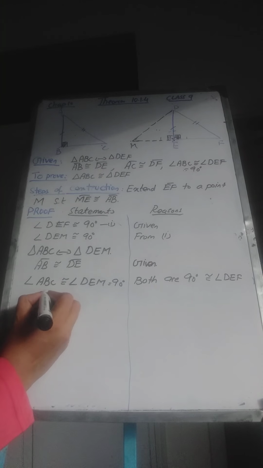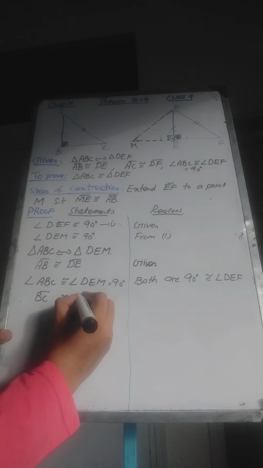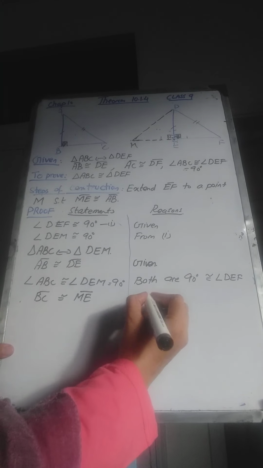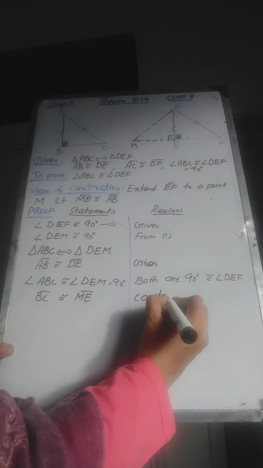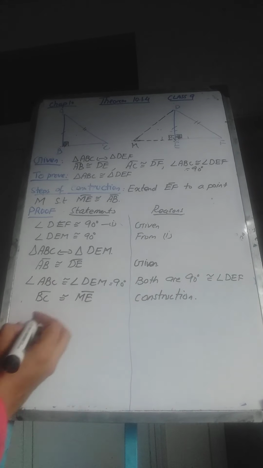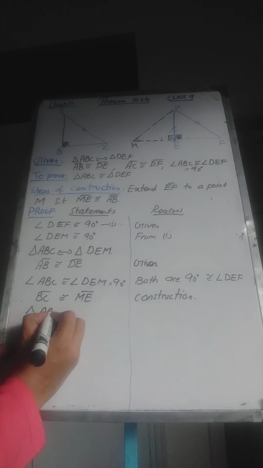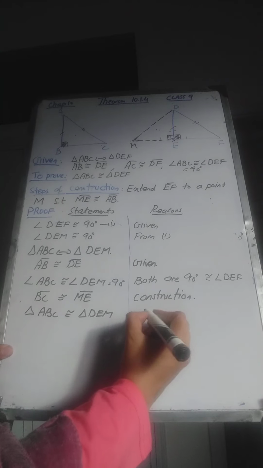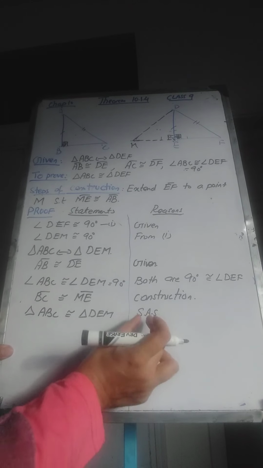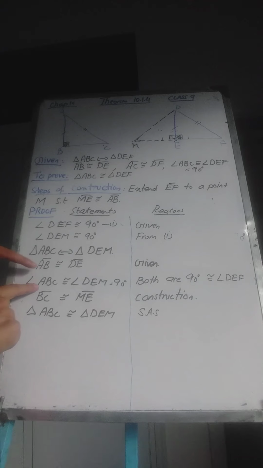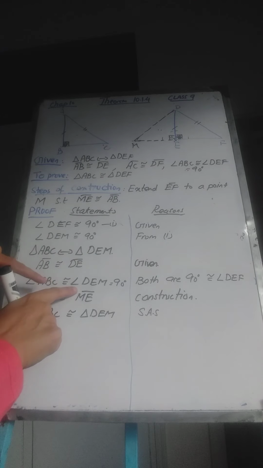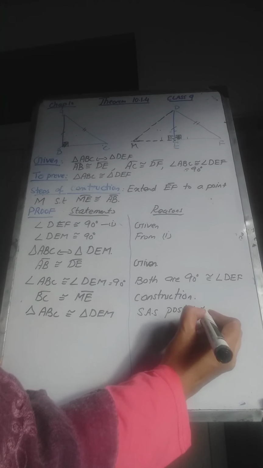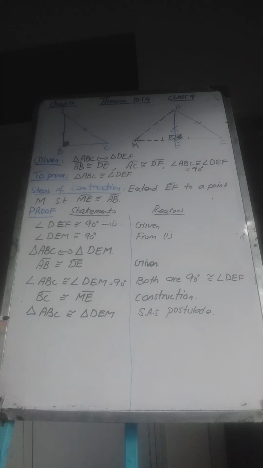So the side BC will be congruent to side ME or EM, that's the same thing. This is because of the construction that we have done. This means that triangle ABC is congruent to triangle DEM. This is by SAS postulate. Two sides and their included angle is congruent to the two sides and included angle of this triangle. So by SAS postulate, we have proved that these two triangles are congruent.